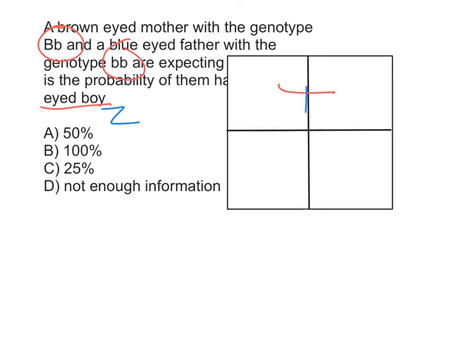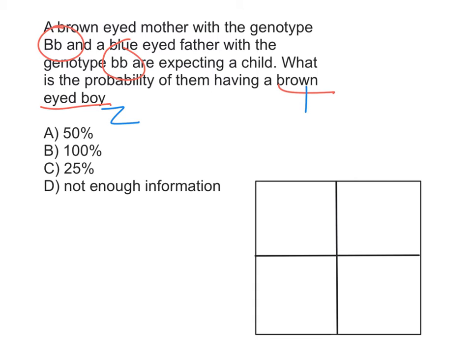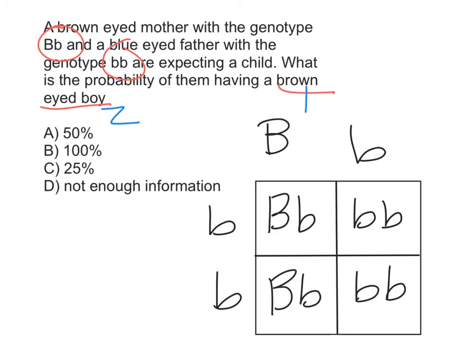Your next step, of course, would be to solve a Punnett square. To set it up, we have the mother's genotype, big B, little b, and the father's genotype, little b. Upon solving the Punnett square, we see that half of the outcomes have brown-eyed children.